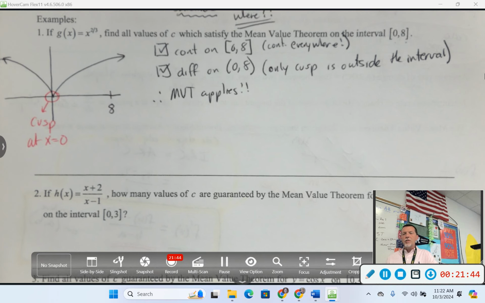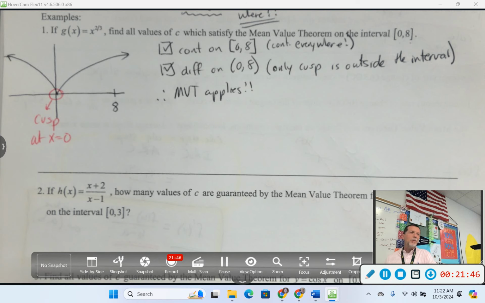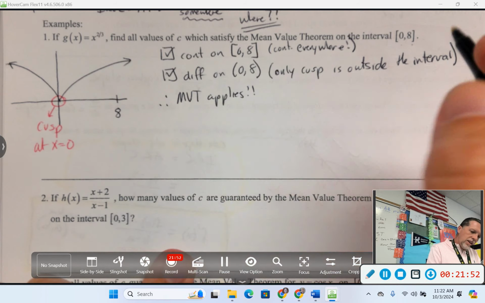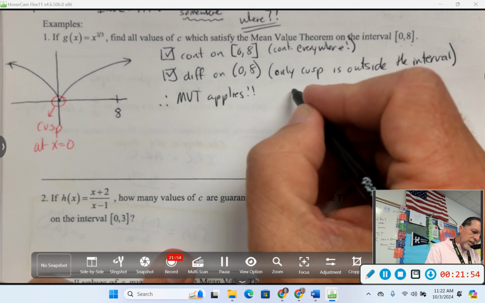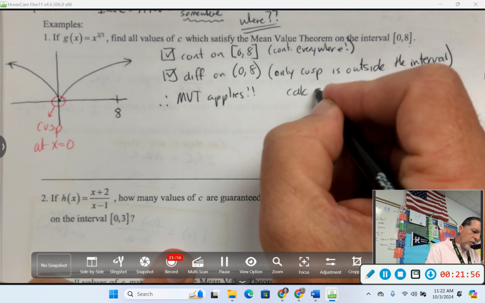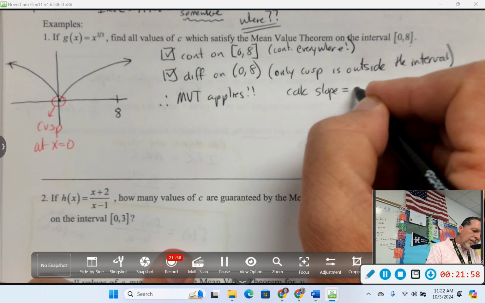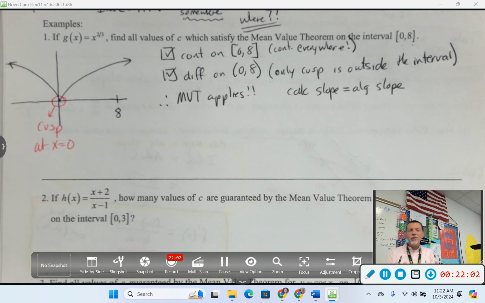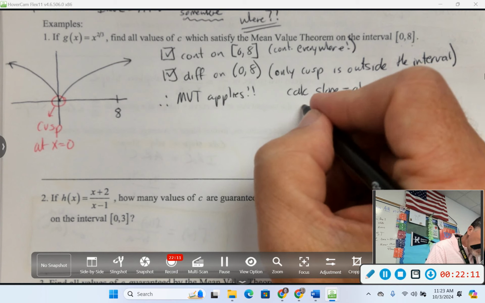Which I don't know if that's good or bad, right? If it didn't apply, we'd be done with the problem. But it applies, so that means that somewhere the calculus slope, again, this is how I start these problems. You can start them at any of those phrases we used. You can start it with IROC equals AROC. You can start it with dy dx equals delta y over delta x. You could just start it with the formula.